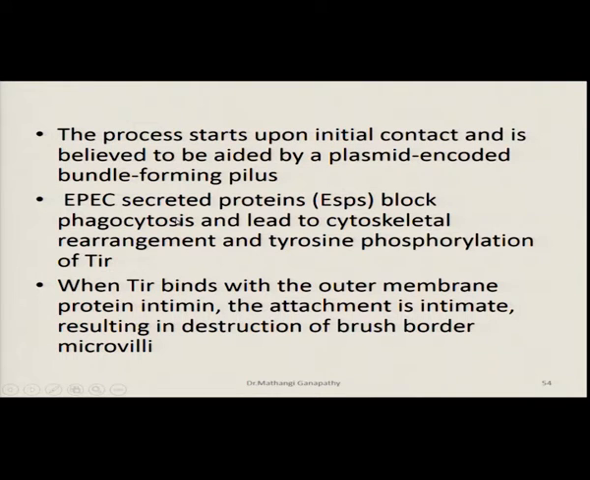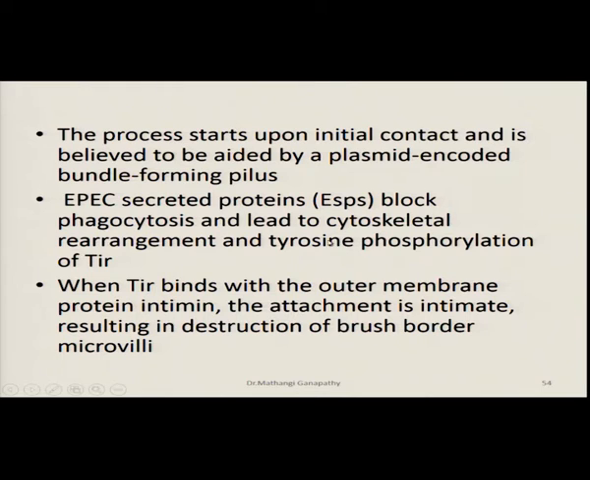So, phagocytosis is resisted here because of the help of these proteins which are secreted by the organism, and this leads to the skeletal rearrangement and tyrosine phosphorylation of TIR. So, when the TIR binds with the outer membrane protein intimin, the attachment is intimate, resulting in the destruction of the brush border microvilli. It escapes phagocytosis following cytoskeletal rearrangement and autophosphorylation of the tyrosine.